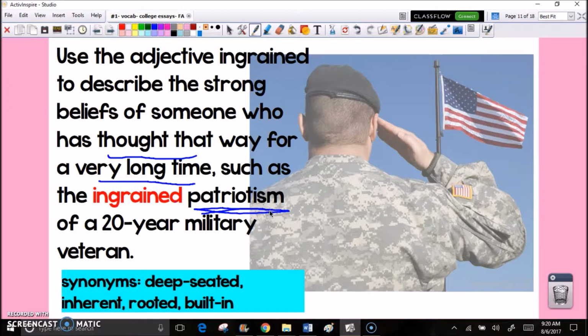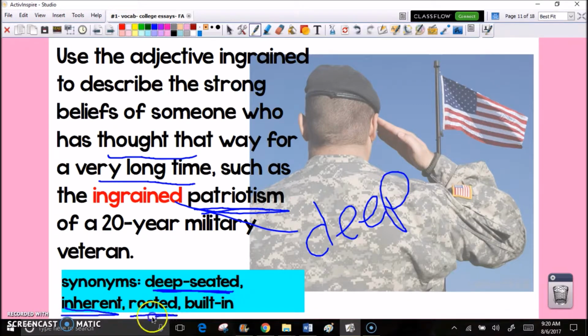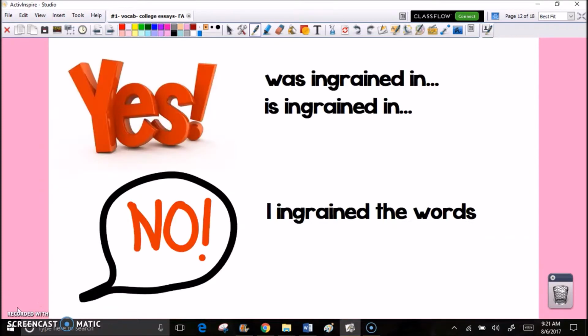It's very deep within you when something is ingrained. It's been building up over the years, taught to you. It's deep-seated. That's a really good synonym for ingrained. Or inherent. Rooted. It's very deeply rooted. It's built in. So it's been around for a very, very long time. You believe it strongly. Obviously, if it's ingrained, you're probably going to have very fervent feelings towards it, or your actions might be fervent.